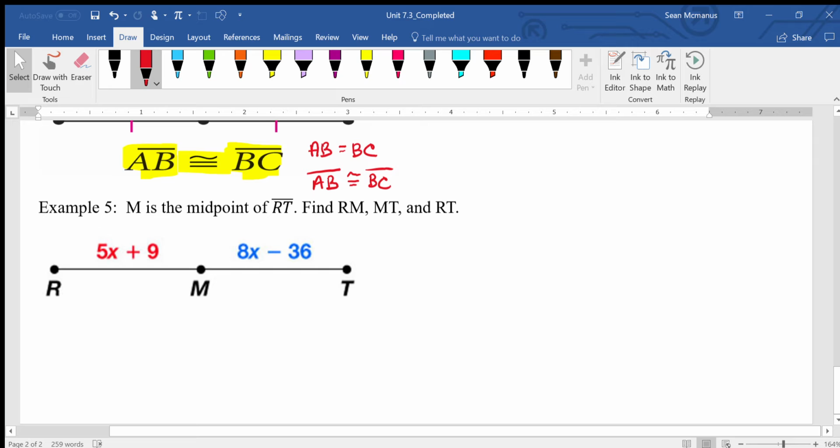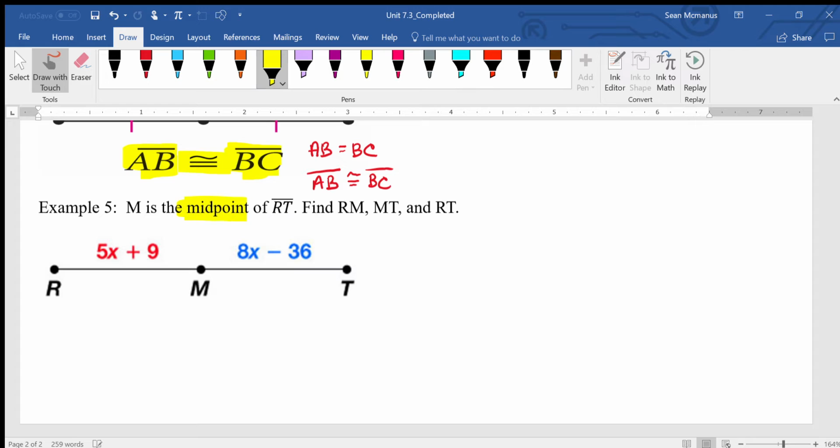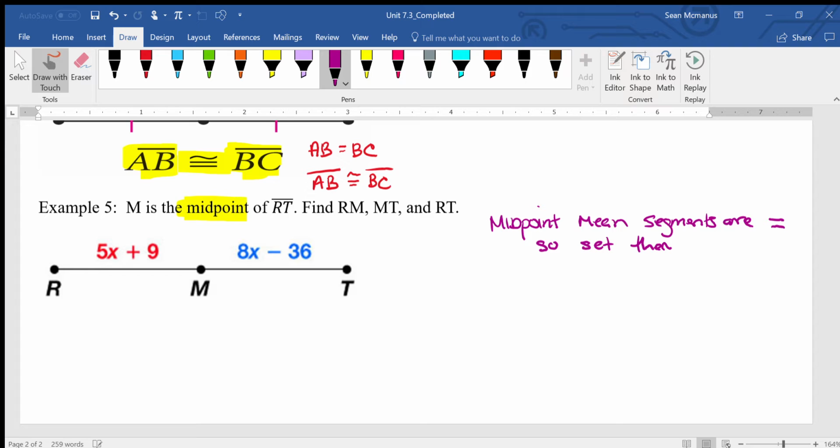So example 5, M is the midpoint. So we're going to see a lot of these problems in the homework and on the quizzes later, and definitely on the exam. And it's a concept we really want to make sure that we are clear on. When I see something that tells me midpoint, make a note over here. Midpoint will always mean that the segments are equal. So set them equal, right?